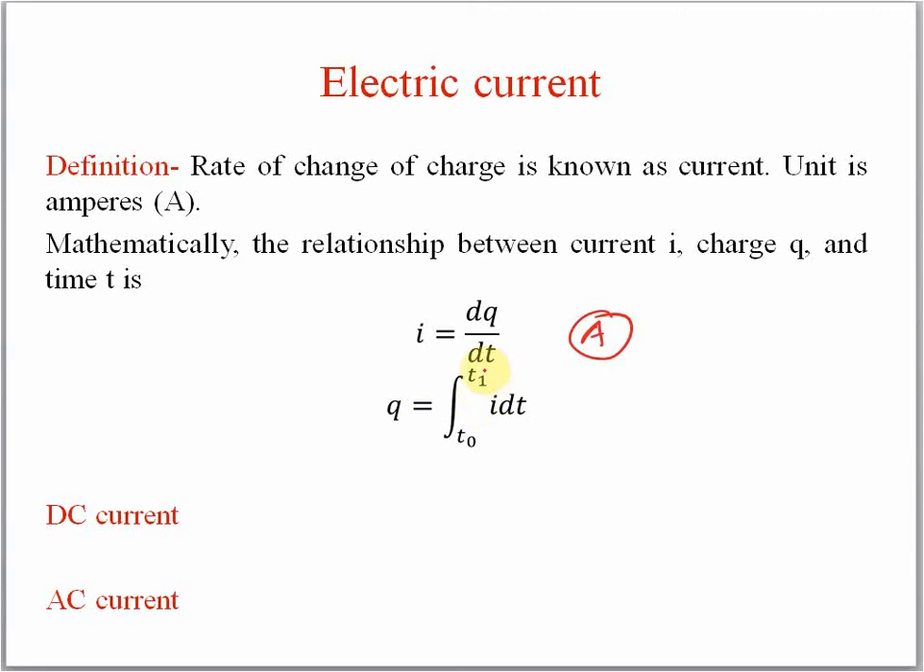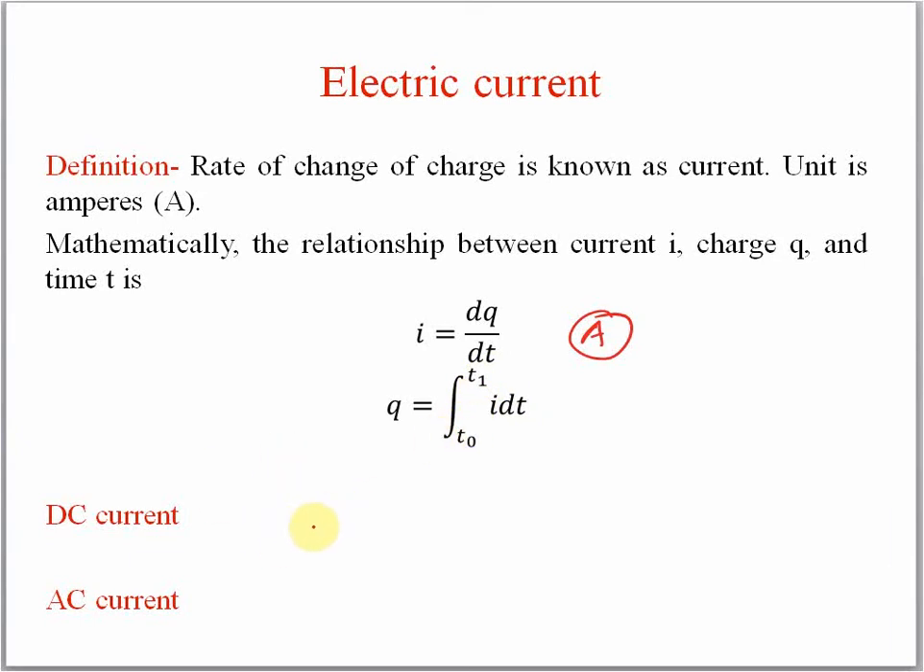If we integrate both sides, then what will happen? We can find the charge by integrating i dt from t0 to t1, within that time range. Next point is what is DC current.